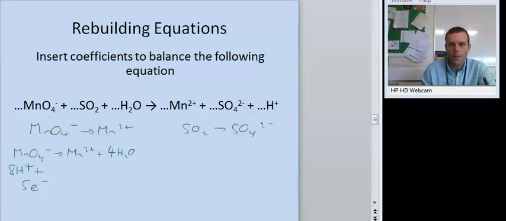Over here, the sulfurs are okay, but I've not got enough oxygens on this side, so I'm going to add in 2 waters to add in the extra oxygens I need. Then I'm going to have to add in some H+ here to balance out the H's that I've added in there.